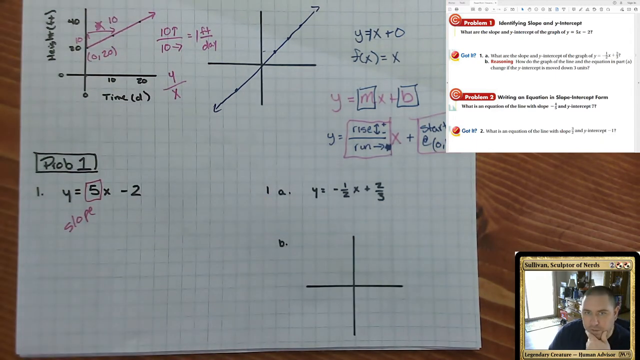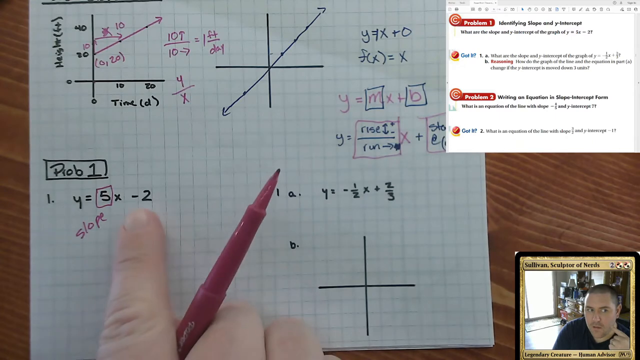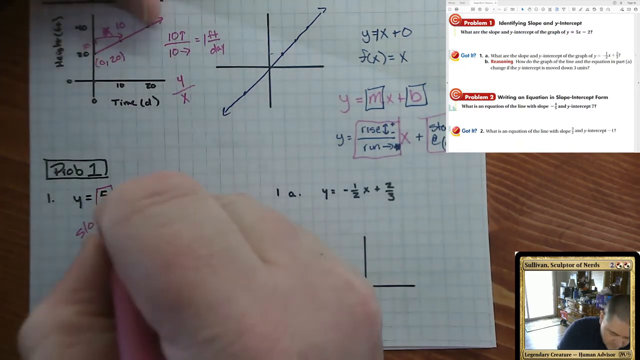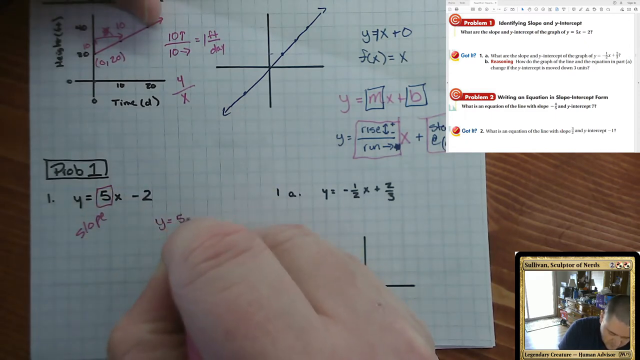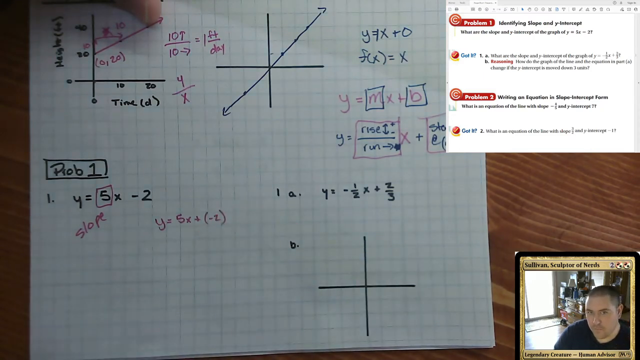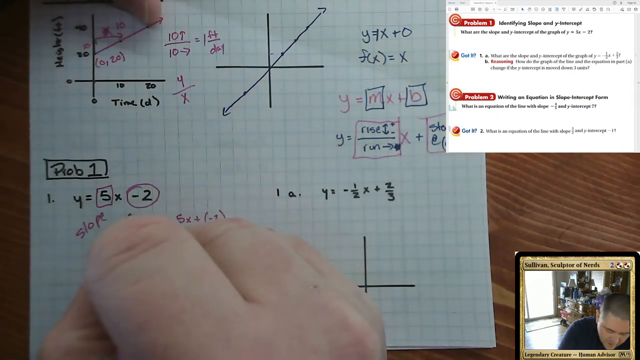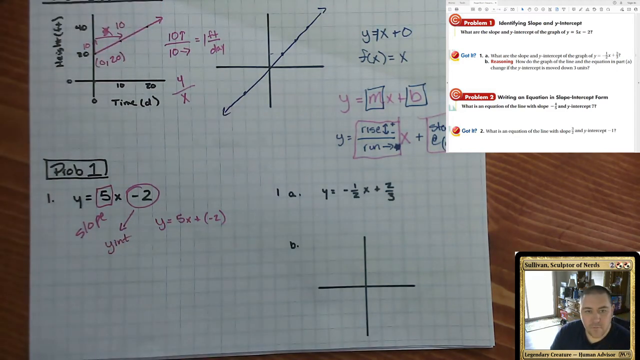Maybe it wasn't so easy. It says y equals mx plus b. This doesn't say plus 2, it says minus 2. So I have to understand that this is really y equals 5x plus a negative 2. Okay? Because it didn't say plus 2, it said minus 2, I have to understand that negative 2 is my y-intercept. Okay? So just be careful with your signs.